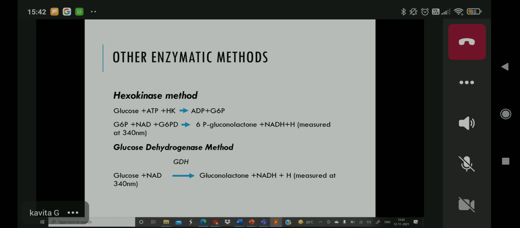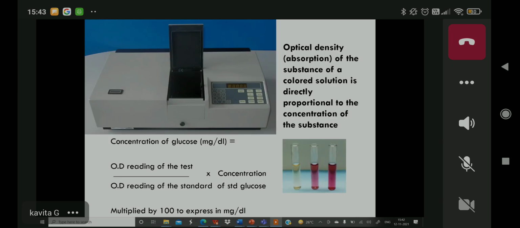There are other methods also, which are based on other enzymes. Now, we have all seen our spectrophotometers. We all know how we calculate concentrations: OD reading of the test over standard, into the concentration. We all know Beer-Lambert's law and all this.